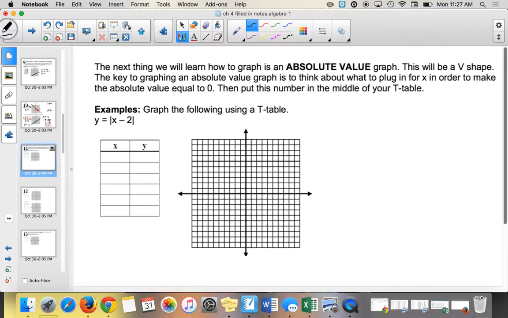Are you guys all smart enough? You got this figured out? Xavier, what do you think? 2. Yeah, oh, you got this. So see, if I plug in a 2 for x, 2 minus 2 gives me the 0 that I want.